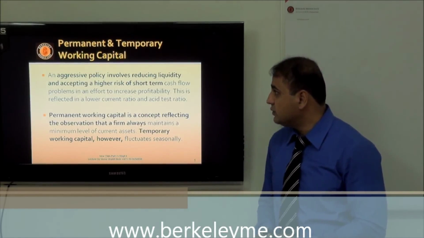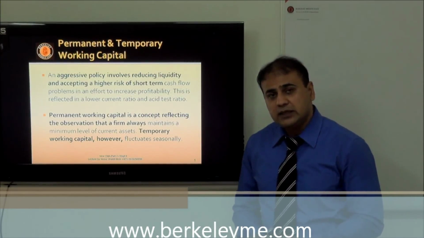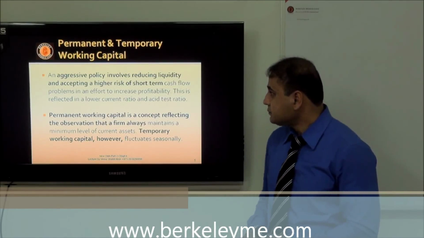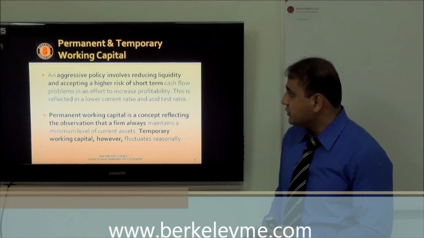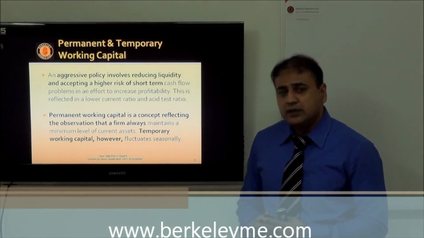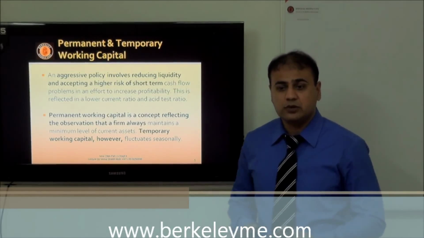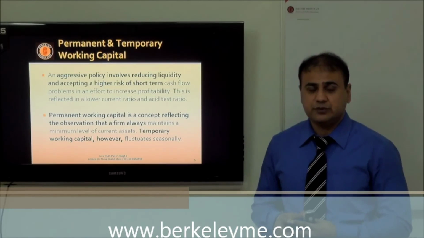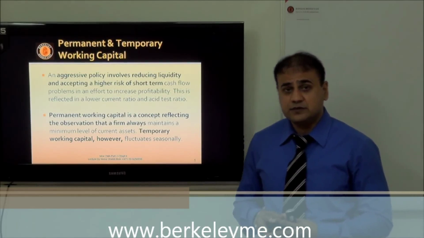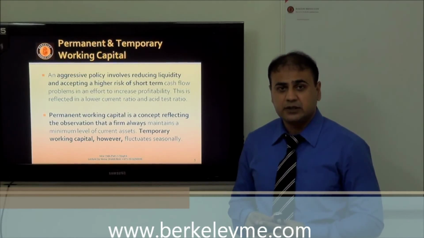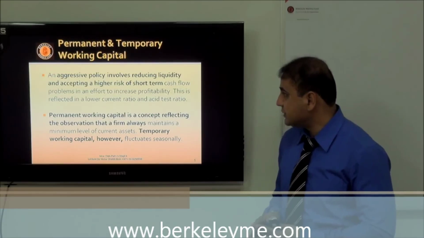Aggressive policy involves reducing liquidity and accepting a high risk of short-term cash flows, and surely this could create a big stress for a company, because if you are consuming more cash flow, you can be in a position where you can expect a constraint in terms of your cash position.